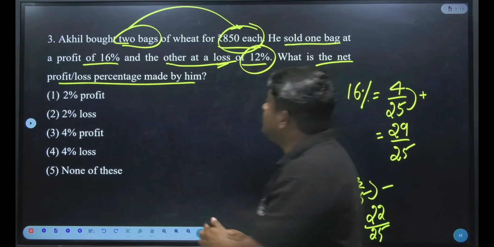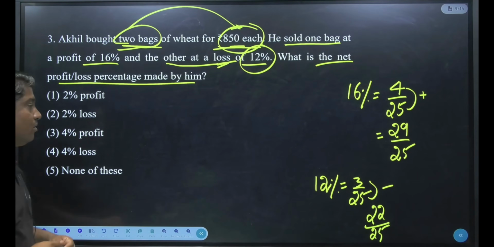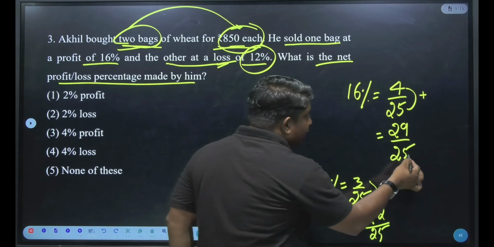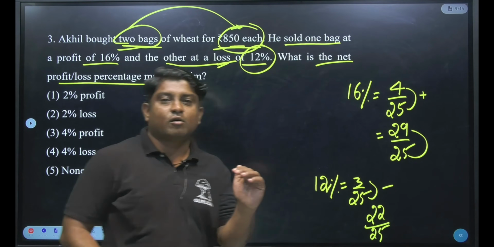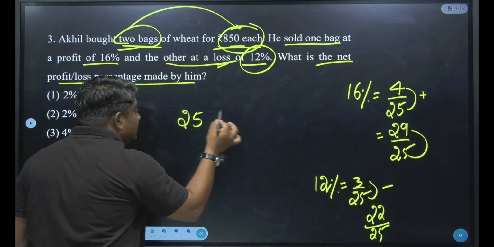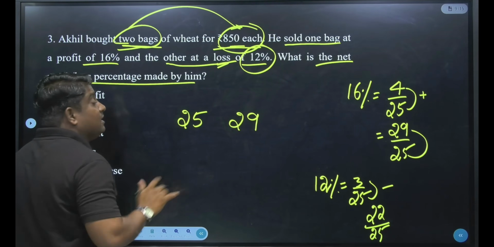Now one thing you tell me, the cost price of both the bags is the same. Now listen carefully. These are the fractions I got. He bought it for 25 rupees and he is selling for how much? 29 rupees. Okay, very good. He bought it for 25 rupees and is selling for 29 rupees, because he is getting a profit of 16%.